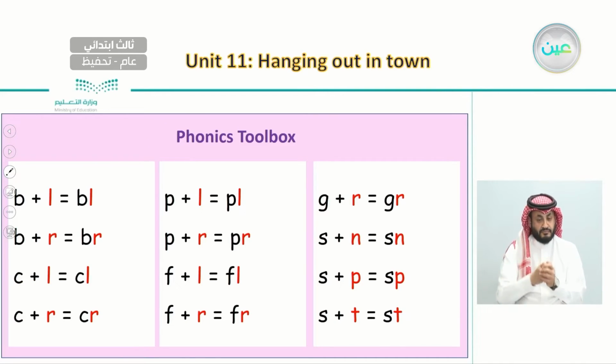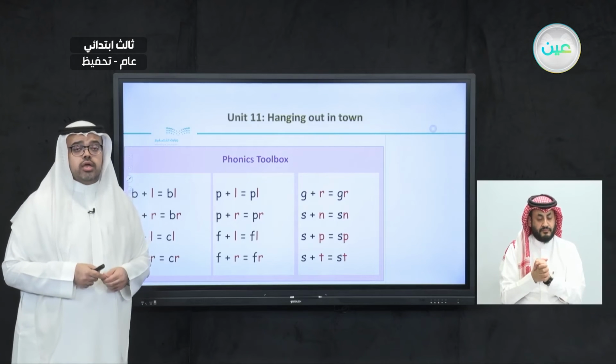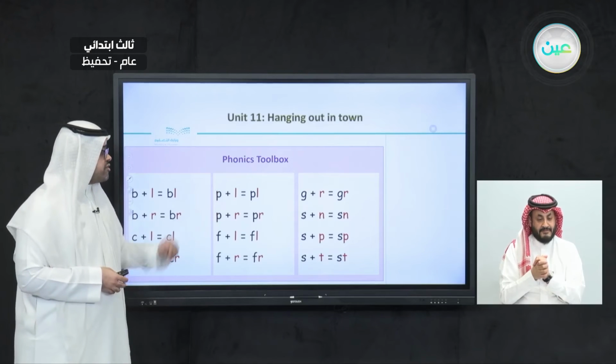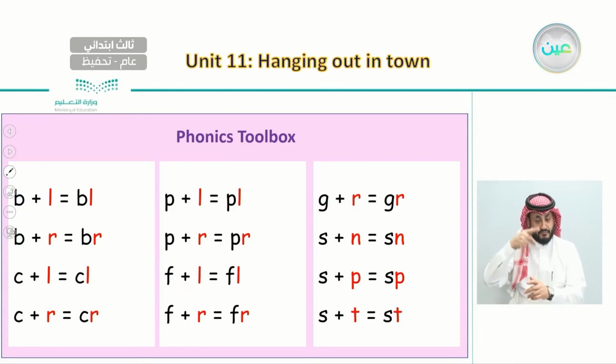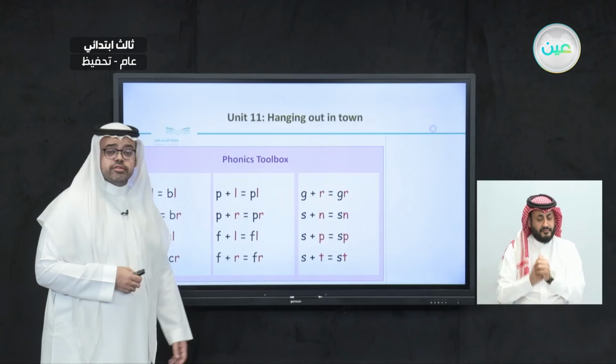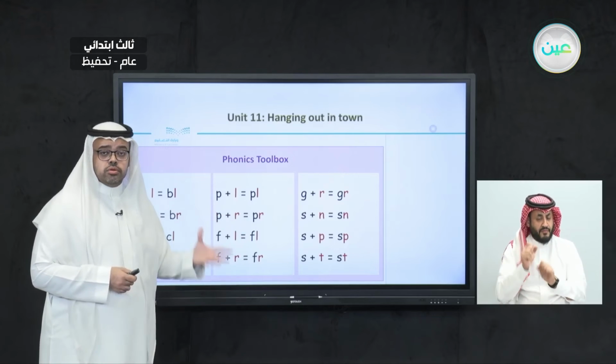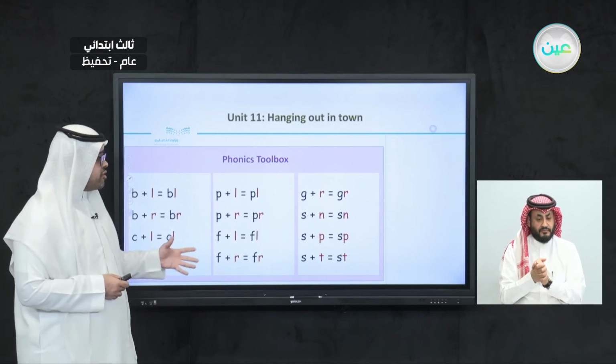If we add to it L, it will become a one sound unit, as in clap. And also here we have C. If we add to it R, then it will form a one sound unit, as in crocodile or cry. The same goes here in the middle. Here we have P and we have L, and they represent also a one unit, as if we said the plural.